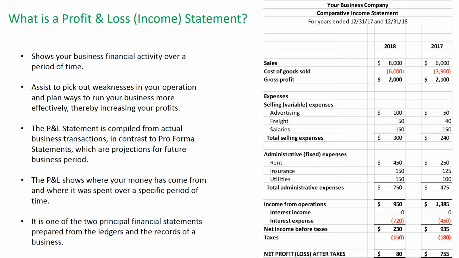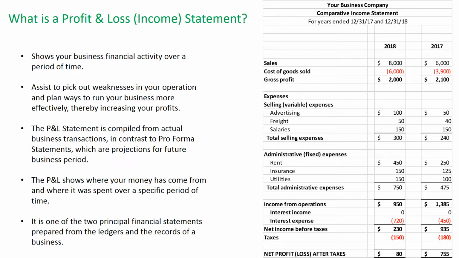In the same way, you might use your P&L statement to see what months have the heaviest sales volume and plan your inventory accordingly. Comparison of your P&Ls from several years will give you an even better picture of the trends in your business. The P&L statement or income statement is compiled from actual business transactions in contrast to pro forma statements, which are projections for future business periods.